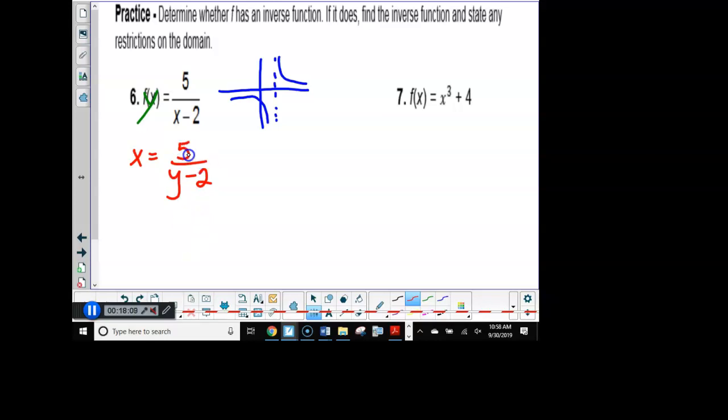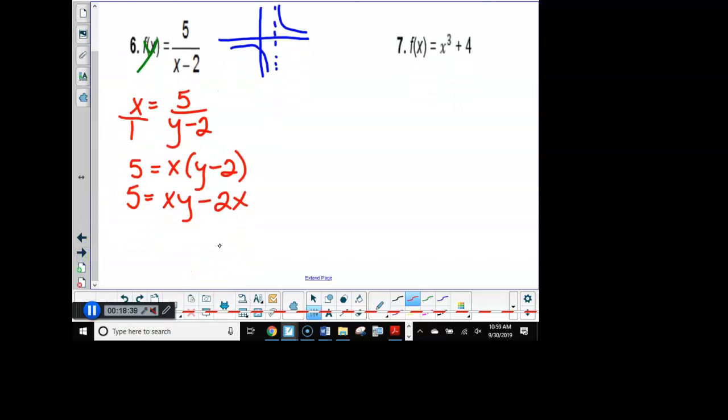Multiply by 5 on this side would just become a 25. Can we kind of cross multiply for a minute here? So we would get 5 times 1 is 5. Going this way, we would have x times the quantity y minus 2, or xy minus 2x. We're trying to get the y by itself. So what do we need to do next? Add the 2x over to this side.